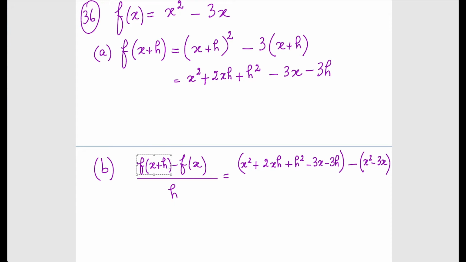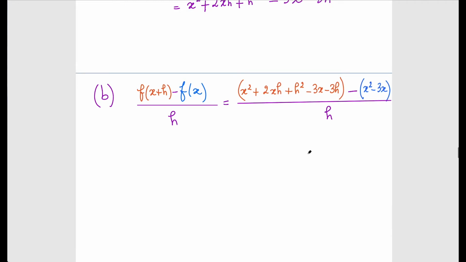F of x plus h, let's color it in brown. It's this guy, right? And f of x, let's color it, oops, sorry, my bad. So this should remain brown. Now f of x, let's color it in blue, and that's this guy, divided by h. Divided by h. Okay? And obviously they want us to simplify this if possible.